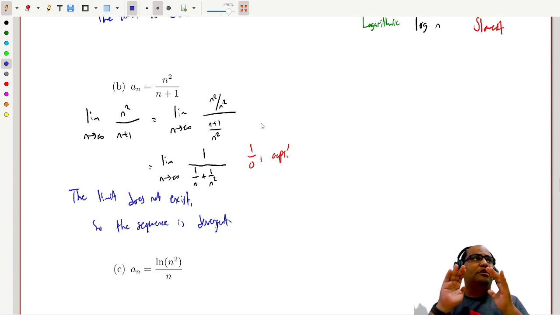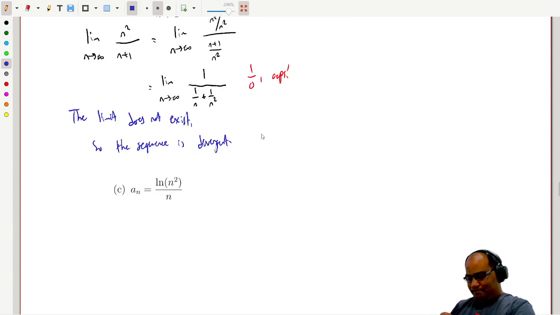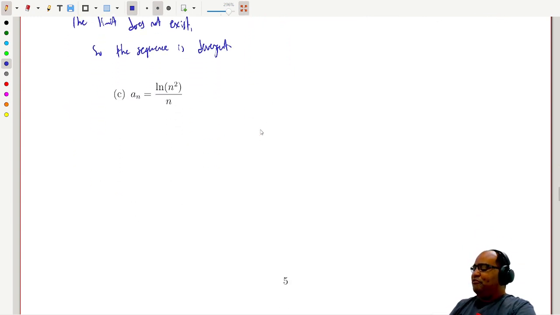Okay? If you are a bit removed from your limits from calculus 1, I highly encourage you to go back and review those basics. Okay. Log of n squared over n.